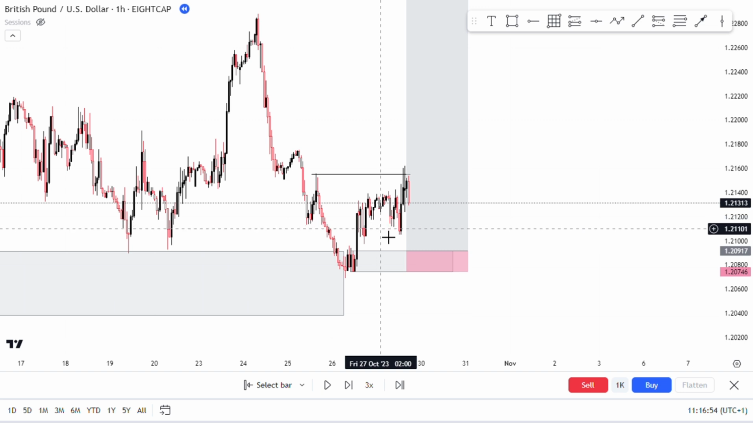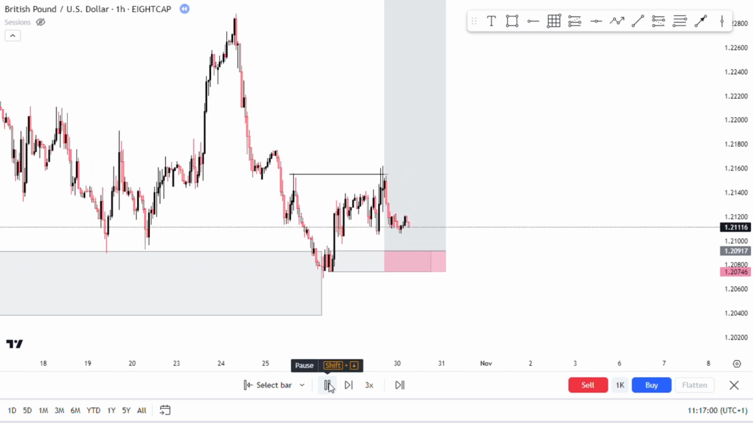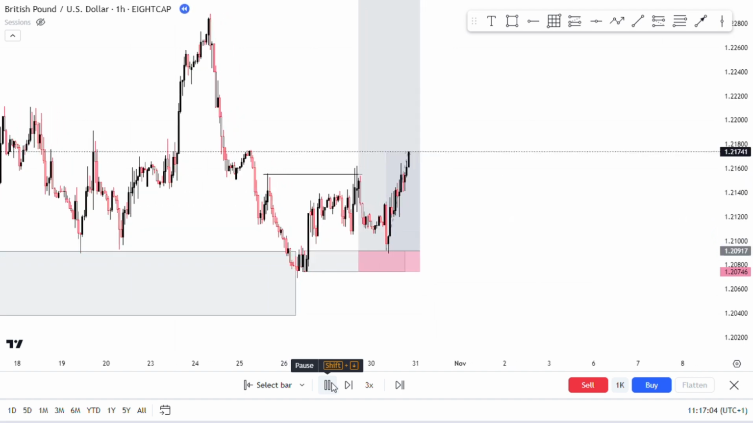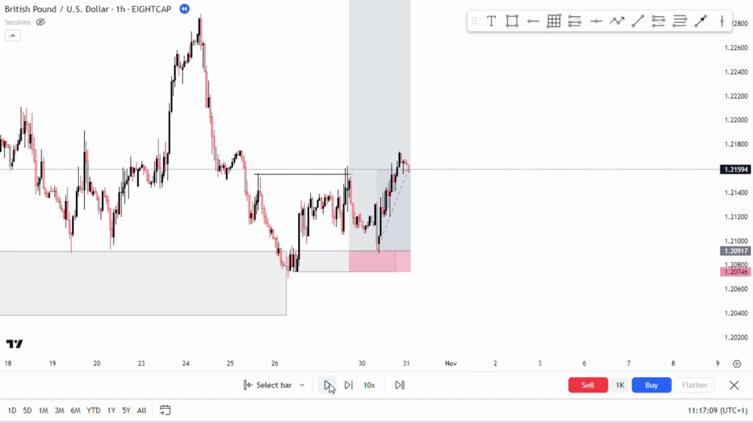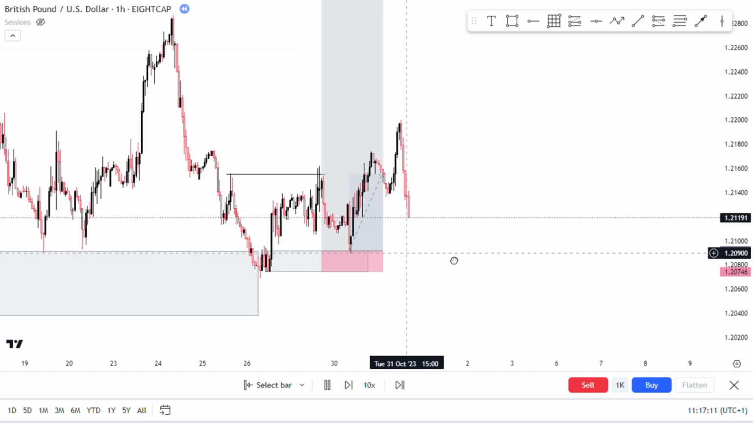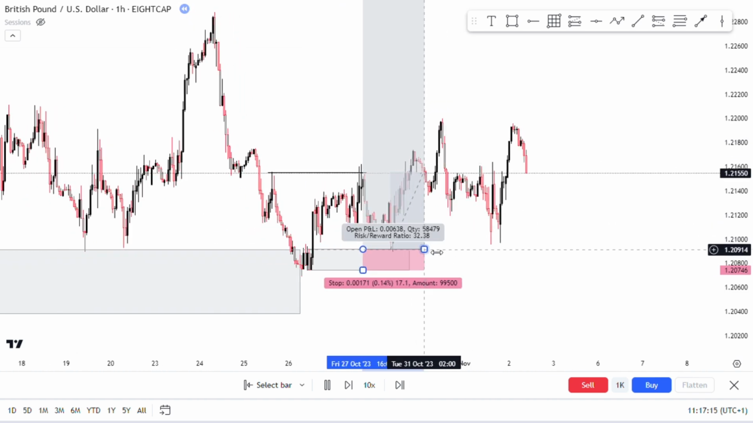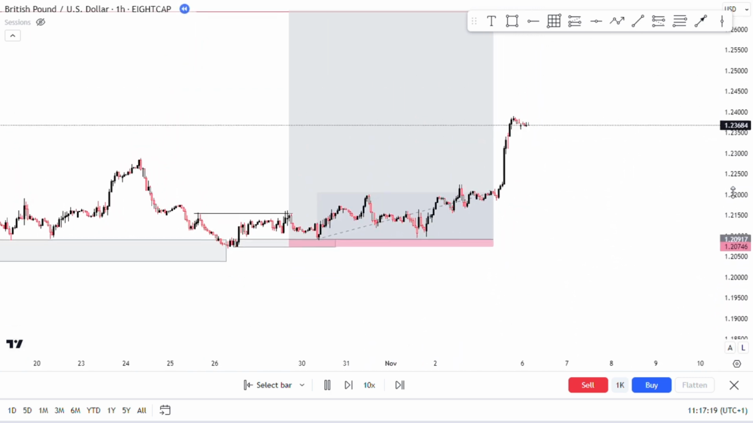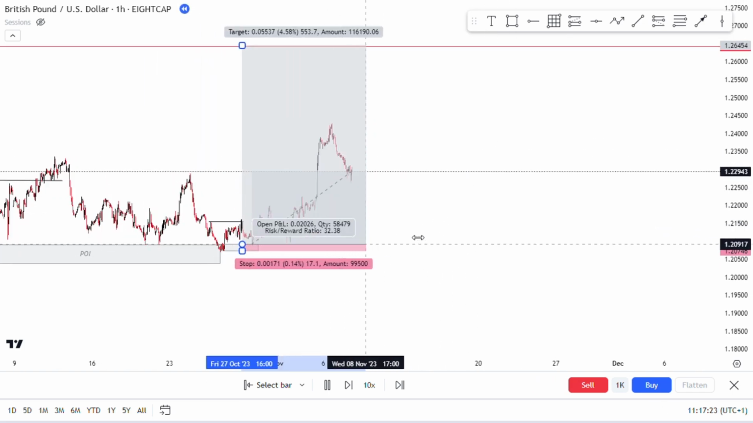So let's just play it out and then see how it goes. You can see the price still moving, and then price eventually taps into our entry and then starts going on a bullish trend. So let me just increase the speed. So price starts going on a bullish trend. So let's see if the price ends up getting to our take profit. So you can see price moving so speedily.